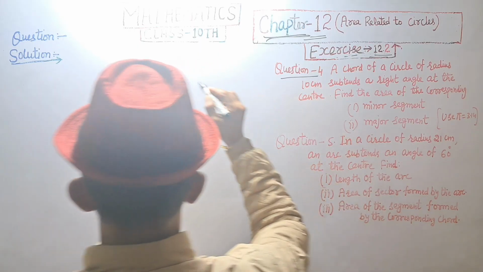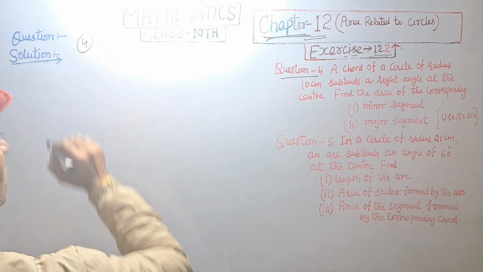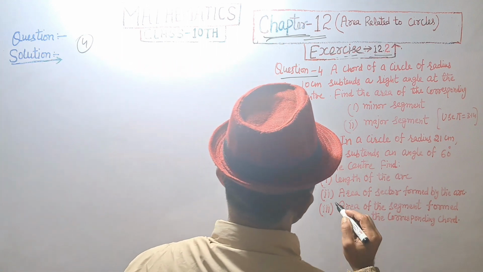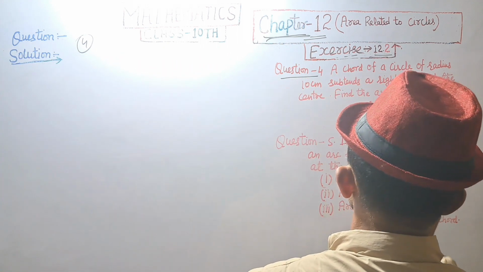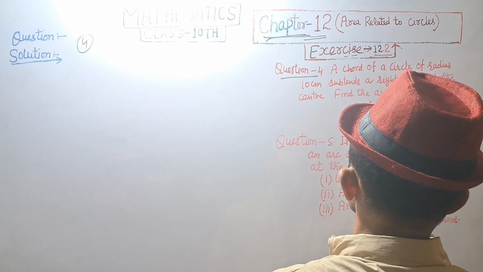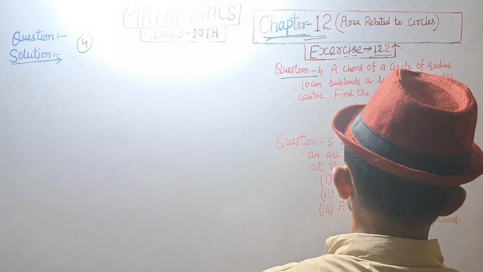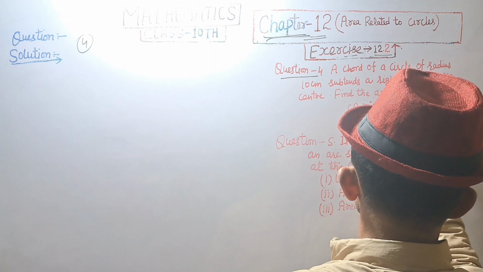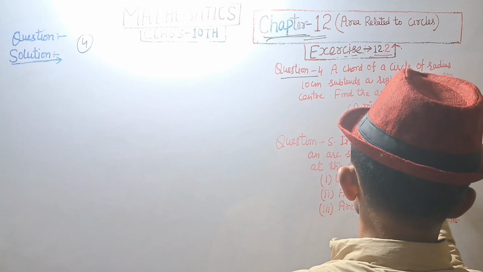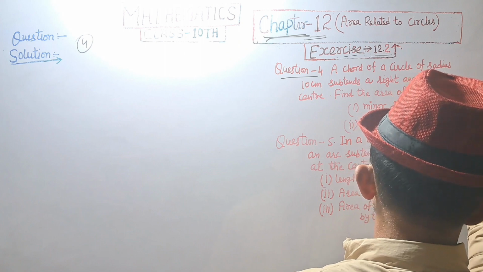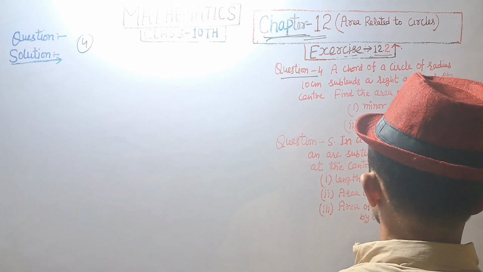Question number 4. A chord of a circle of radius 10 cm subtends a right angle at the center. Find the area of the corresponding minor segment and major segment. Pi is equal to 3.14.